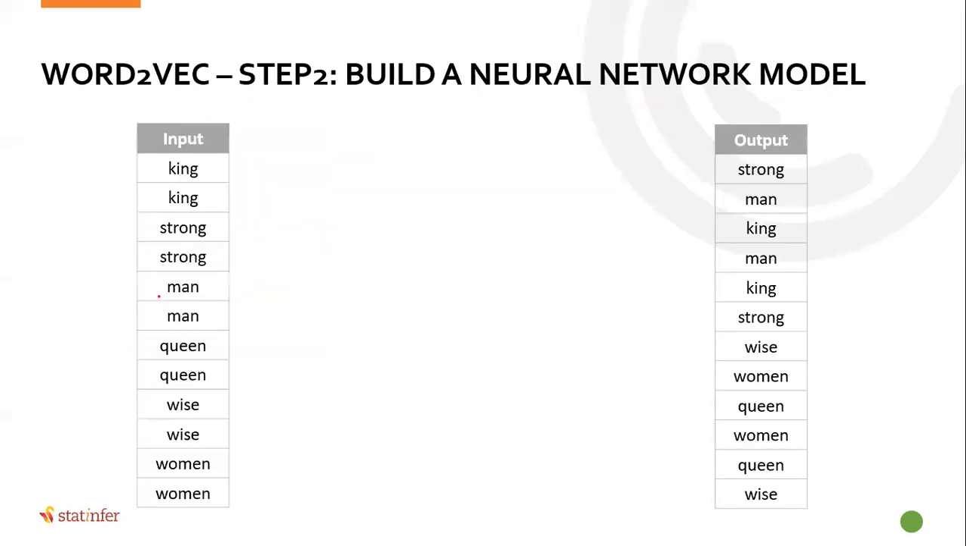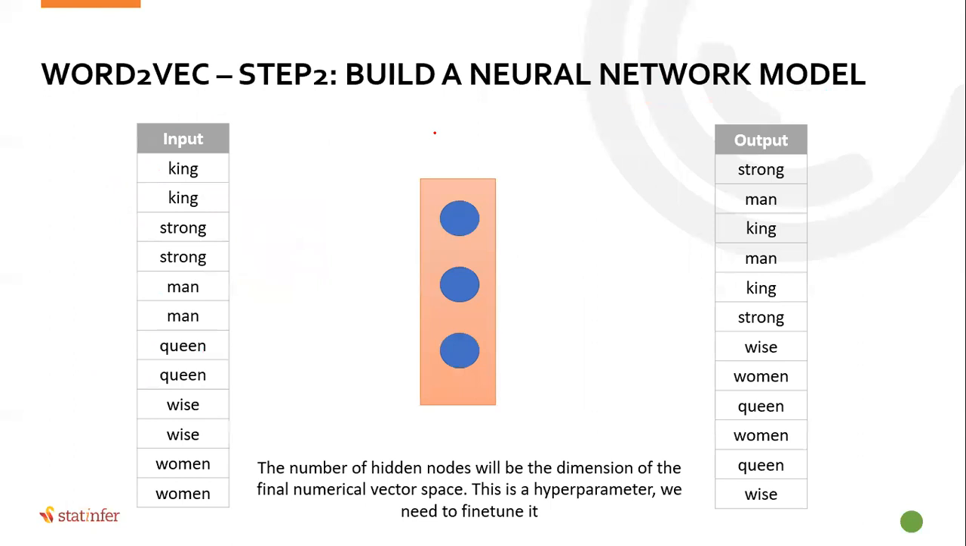So what is the overall process here? Input is your word, output is the context. Build a neural network model and let it be a shallow neural network. What is a shallow neural network? Do you remember the shallow neural network? A neural network that has only a single hidden layer is your shallow neural network. So build a shallow neural network, and you can give as many nodes as you want in this shallow neural network's hidden layer, and this will be your output representation for each of these words.